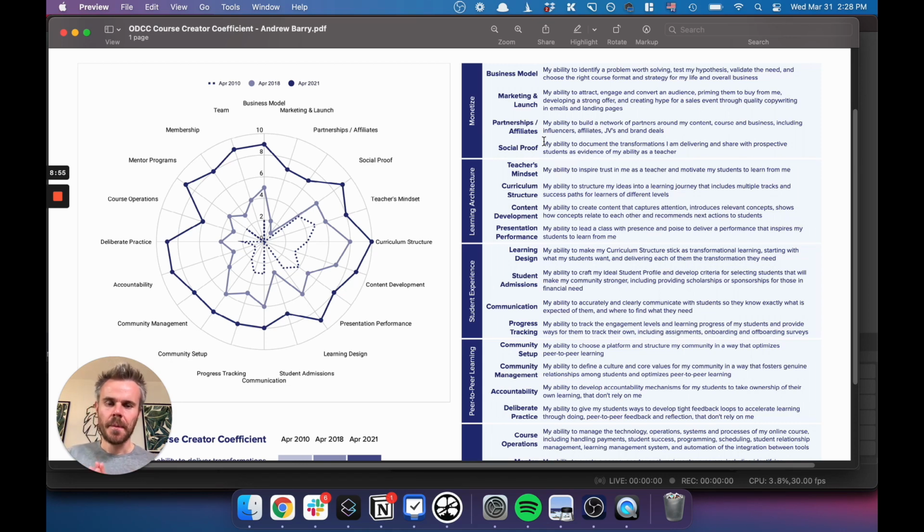The teacher's mindset, the first of the learning architecture pieces, is all about inspiring trust in yourself as a teacher. So what is your credibility? How much do people believe that you're the right one to take them to that transformation? Curriculum structure is then your ability to structure your ideas in a learning journey that makes sense for students and includes multiple tracks for different learners of all different levels.